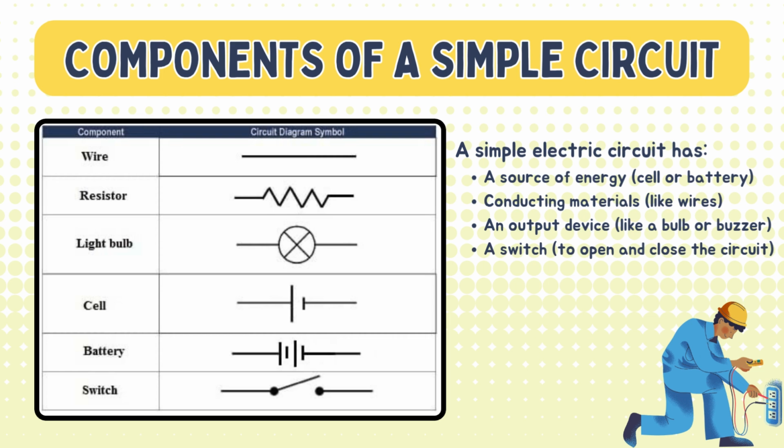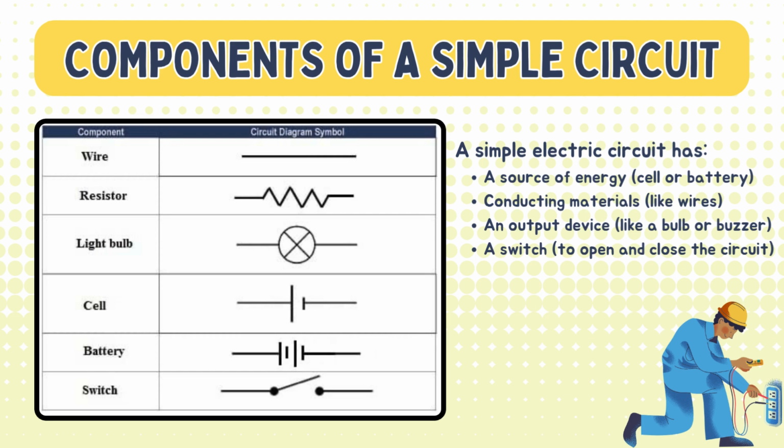Every circuit needs some basic parts. We need something to give power, wires to carry the electricity, and something that uses the power, like a light bulb. A switch helps us to turn the circuit on or off. So basically, the microwave on or off, the TV on or off, the light on or off. That's what a switch is for.